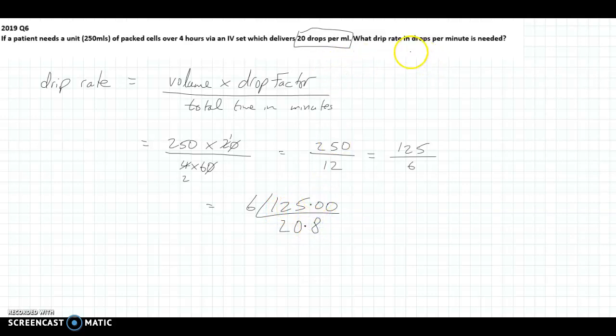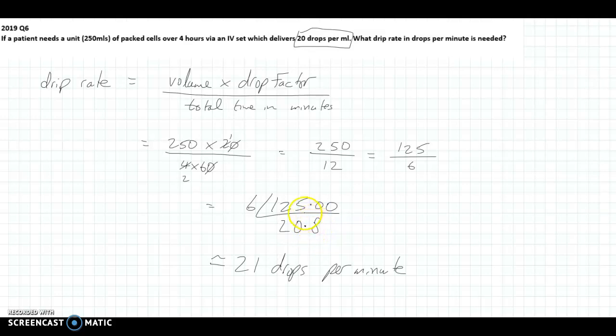Now I think we're just going to go to the nearest whole drop. So now that we've got 0.8, this rounds up to 21 drops per minute. Or you could just leave your answer as 20.8 perhaps. Not sure about the rounding there.